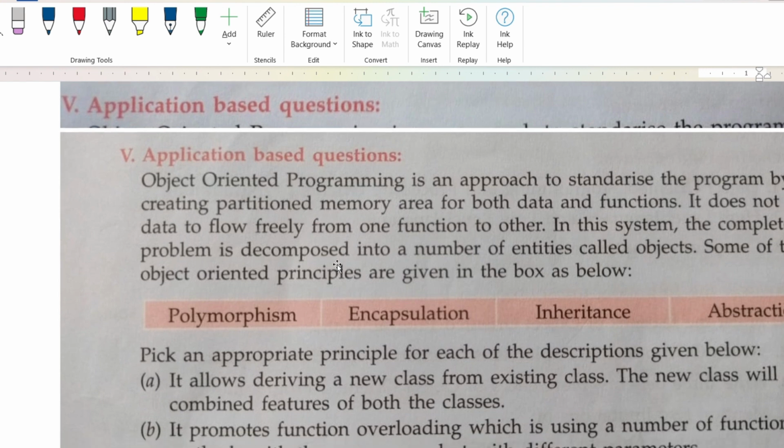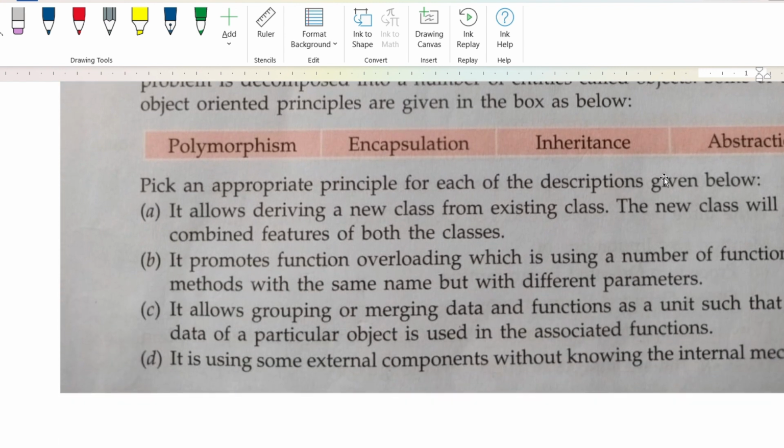1. It allows deriving a new class from an existing class. Inheritance. 2. It promotes function overloading. Polymorphism. 3. It allows grouping or merging data. Encapsulation. 4. Using an external component without knowing internal details. Abstraction.